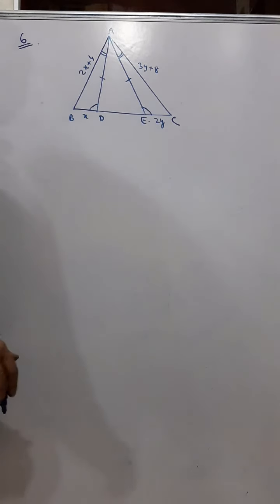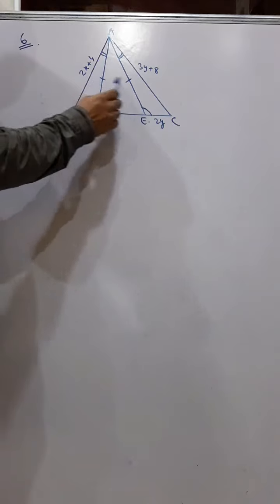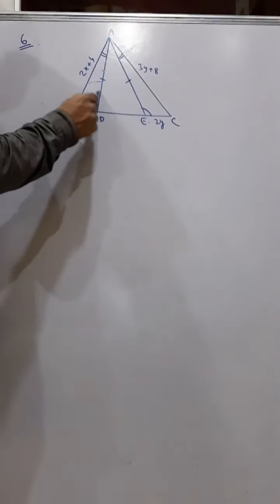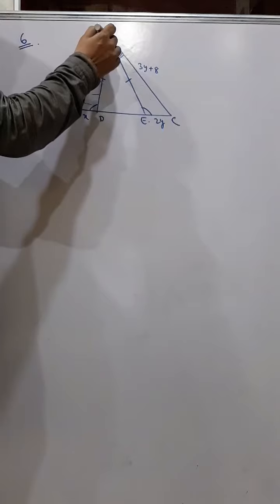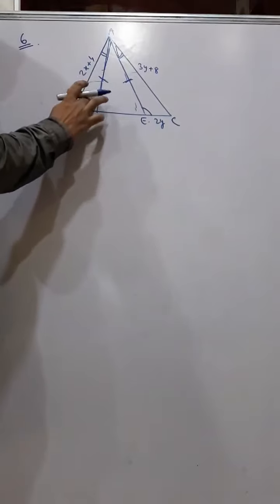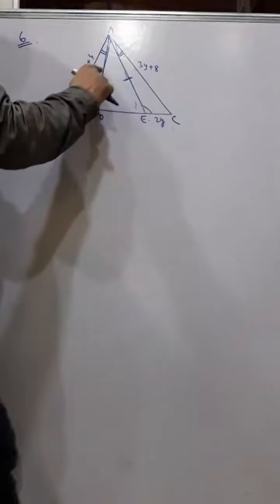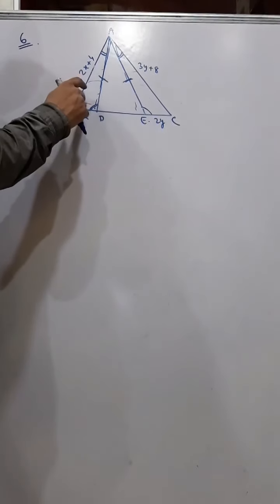Okay, now in this sum you have to find the value of x and y. So it's simple. We'll first see which two triangles we can prove congruent. You can understand this triangle and this triangle, if I can prove congruent, because in the figure it is given that this side equals this side. It's also given that this angle equals this angle, and also this angle equals this angle. So simply we can prove these two triangles are congruent. And since these two triangles are congruent, corresponding parts of congruent triangles are equal.